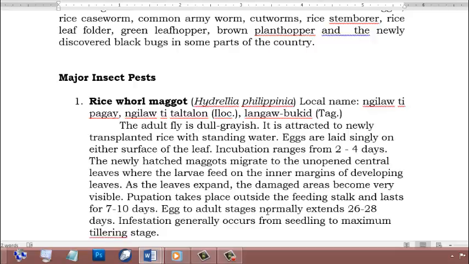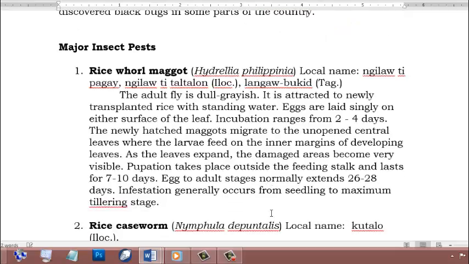Infestation generally occurs from seedling to maximum tillering stage, when more tillers come out, going to the vegetative stage.